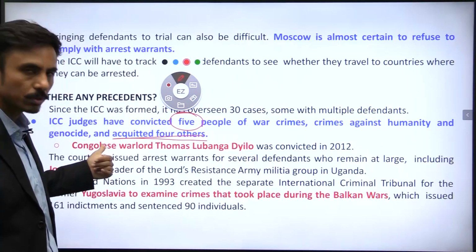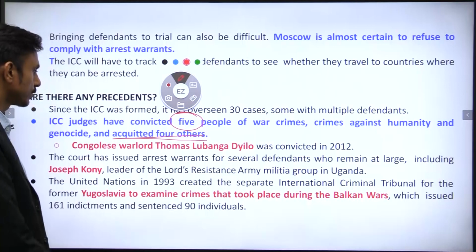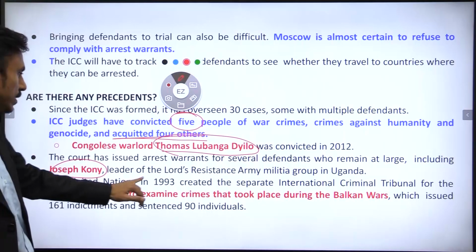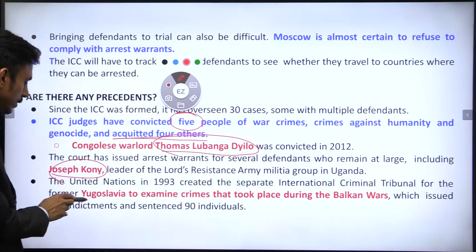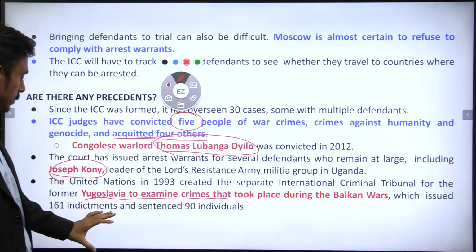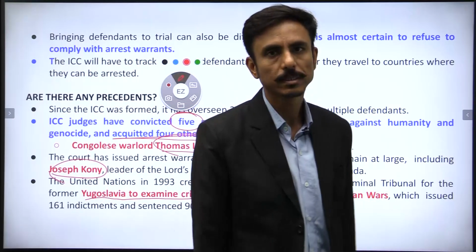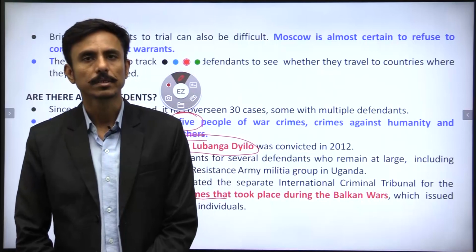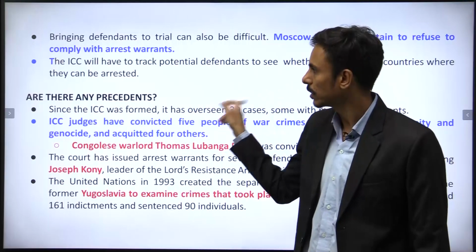The Congo warlord Thomas Lubanga Dieli was convicted in the year 2012 from Congo. Similarly, Joseph Kony, right, the leader of the Lord's Resistance Army in Uganda, was also convicted. Similarly, the International Criminal Court also started the trials for the former Yugoslavia to examine crimes that took place during the Balkan Wars, right? So in this sense, ICC has played an important role in actually stopping international war crimes, at the same time genocide. I hope it is clear.